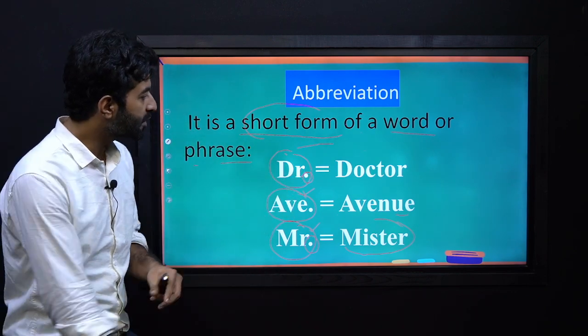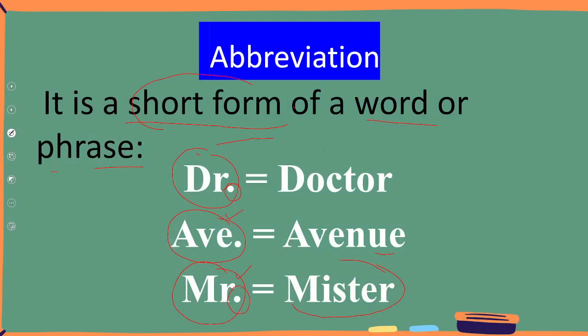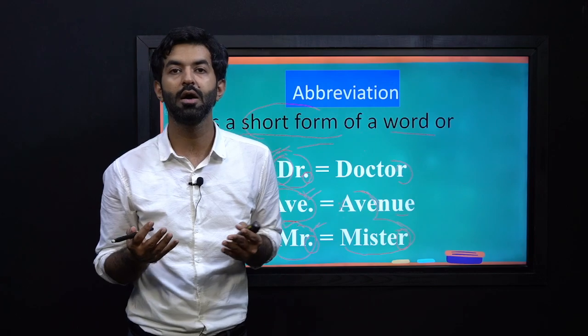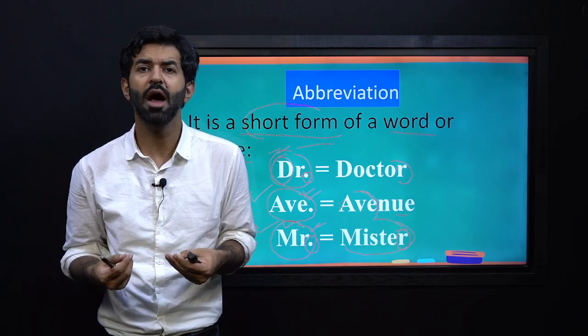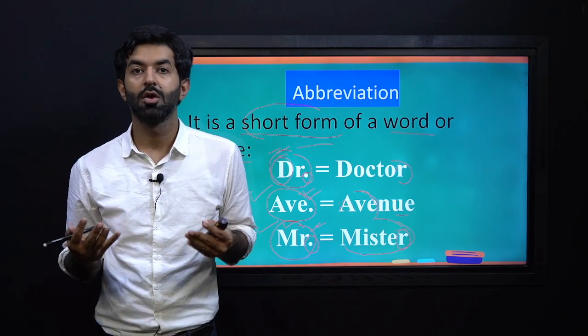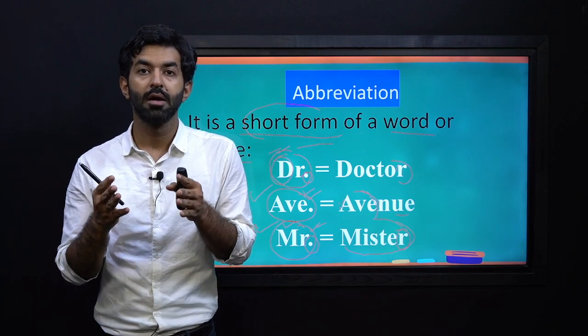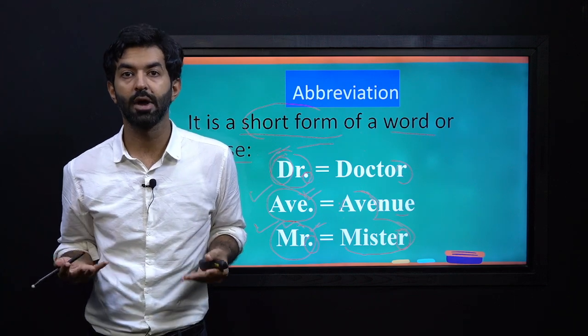So if you notice, dear students, we have taken the first letter of doctor, D, and the last one over here, and it becomes an abbreviation, a short form. In avenue, we have just taken the first three letters and we shortcut it. Then in Mr., we took the first letter and the last one, and it becomes MR full stop. So this is how you abbreviate any long word for your easiness and to shorten it down as well.